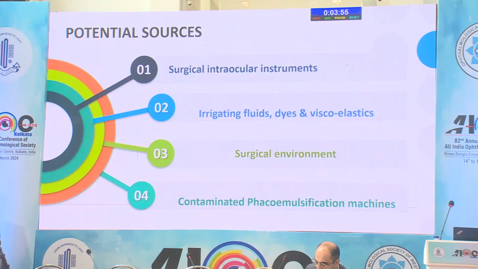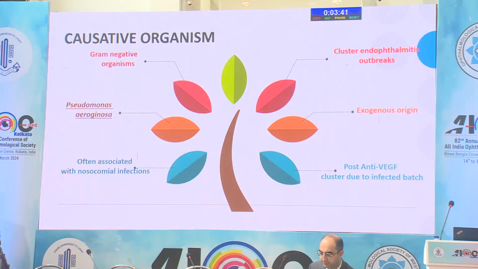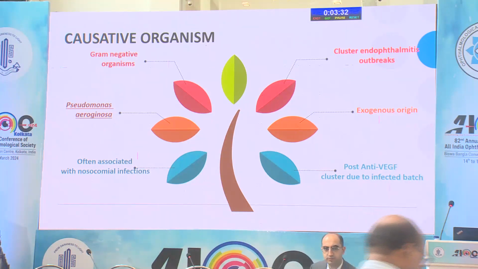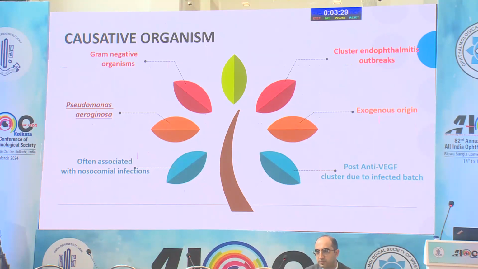And here the sources are a little different. So it could be surgical intraocular instruments due to irrigating fluids, dyes and viscoelastic use, the surgical environment, the air from the OT, and contaminated phacoemulsification machines are the potential sources here. So here the most common isolated causative organisms are gram-negative, and the most common one is Pseudomonas aeruginosa, although other bacteria have been reported. These are often associated with nosocomial infections, and they lead to more cluster endophthalmitis outbreaks, and they're exogenous in origin, that is from outside the body. Sometimes even post anti-VEGF injections can cause cluster endophthalmitis if the whole batch is infected.